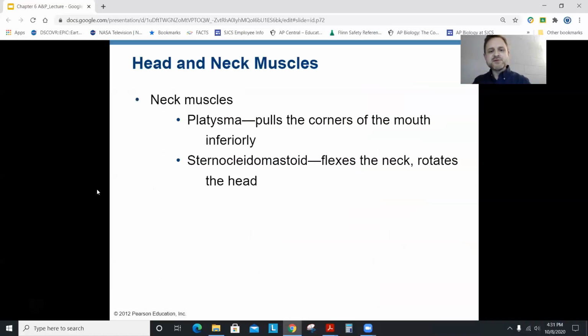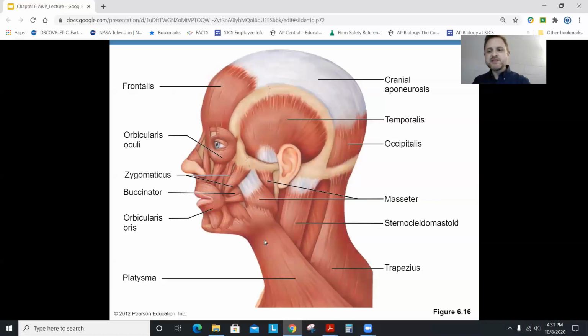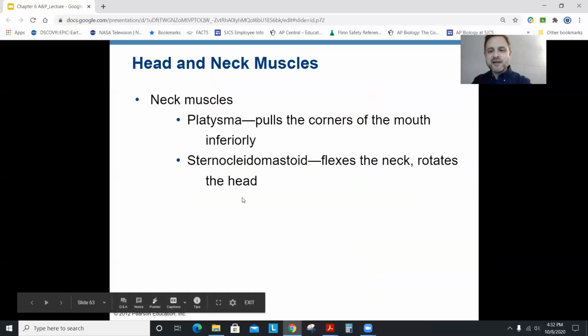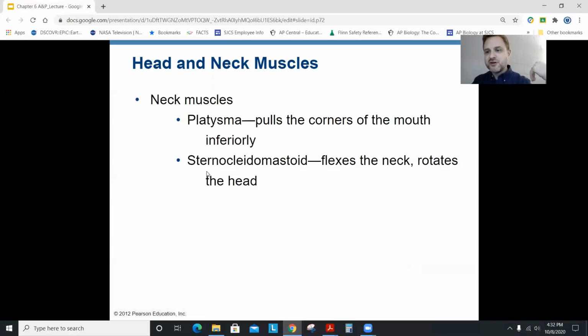Okay, so muscles of your neck, the platysma and the sternocleidomastoid. So let me show you where they are. So the platysma is sort of on the front of your neck right here. The sternocleidomastoid is right here. The name kind of gives it away because it attaches to your sternum and your clavicle, and then it attaches to the mastoid process, that's the back of your temporal bone, I think.